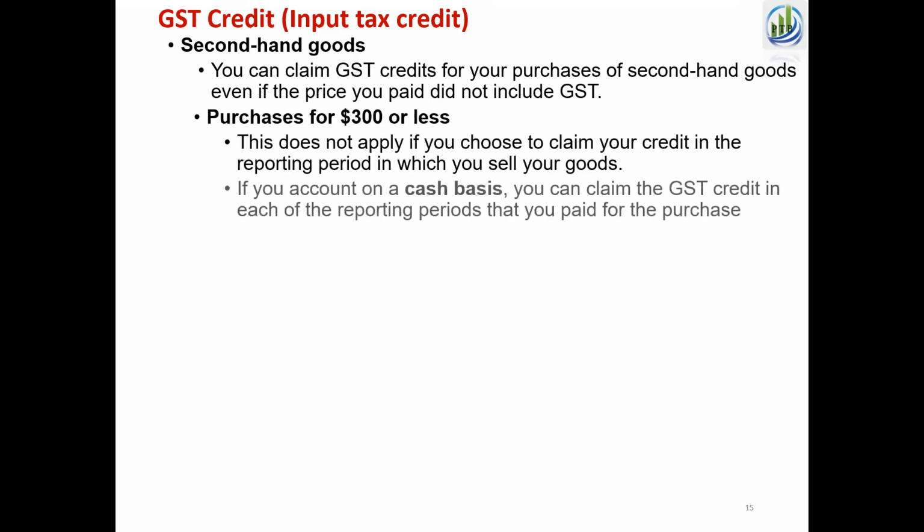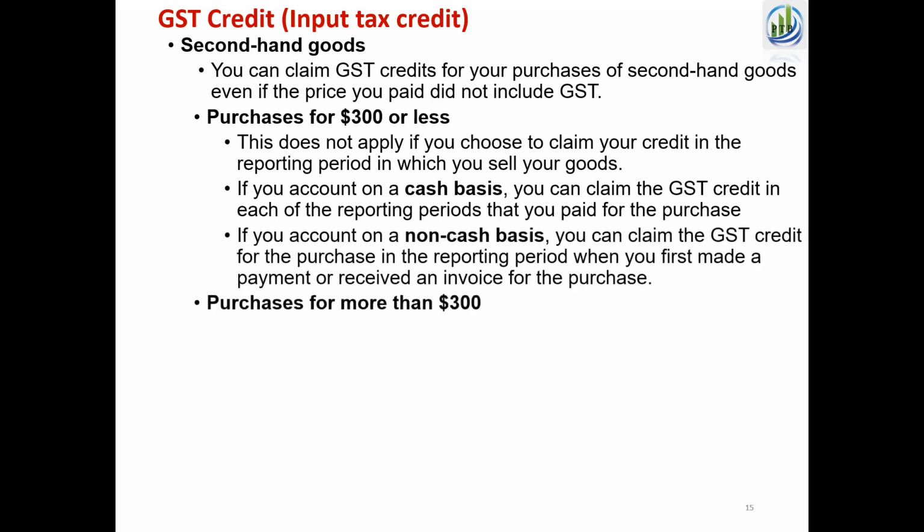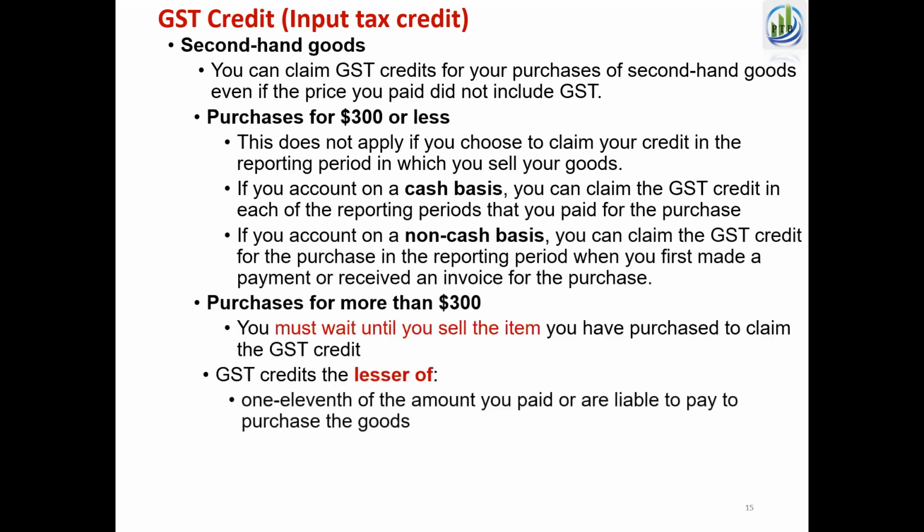If the amount is less than $300, you can immediately claim. If the amount is more than $300, you must wait until you sell that particular item. For example, if you purchase a car for $5,500, you cannot claim because that's more than $300. You must wait. When you are going to claim, how much are you going to claim?